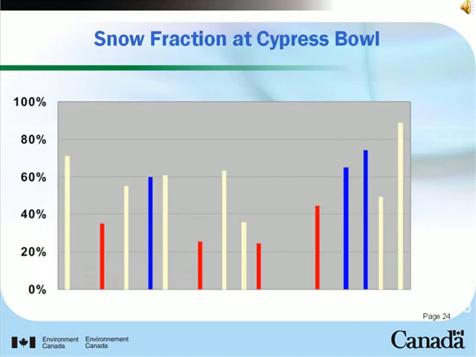Finally, a quick look at the snow fraction at Cypress Bowl, that is the percentage of the total precipitation that falls as snow, shows that proportionally, during El Nino, there is less snow and more rain at lower elevations in the South Coast Mountains.